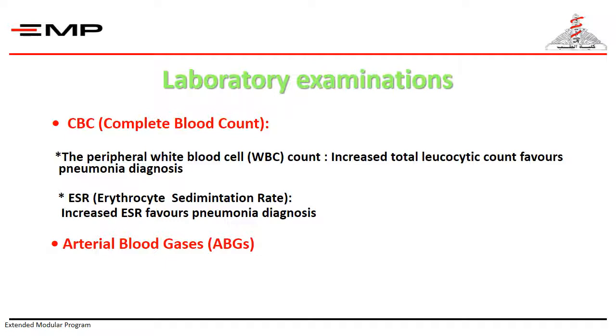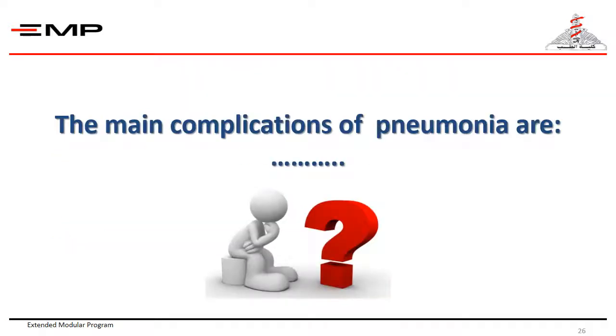As regards arterial blood gases as a laboratory investigation, it is very important to examine the patient and diagnose whether this pneumonia is severe or not, because it's very important to decide whether this patient can be treated within the hospital or as an outpatient, and whether this patient is in need of ICU admission or mechanical ventilation. So it indicates the severity of pneumonia.